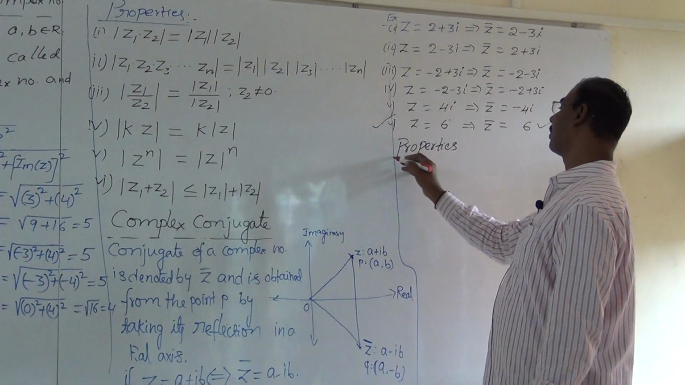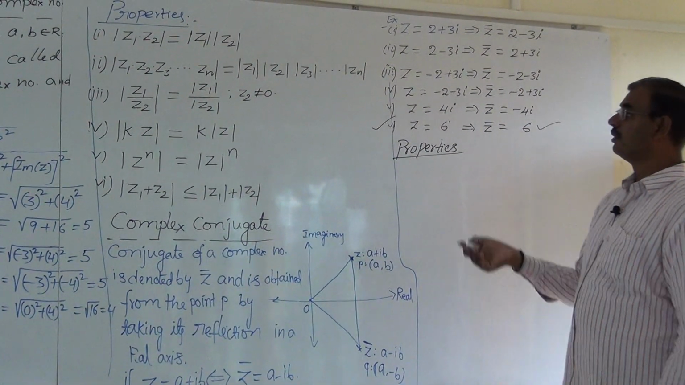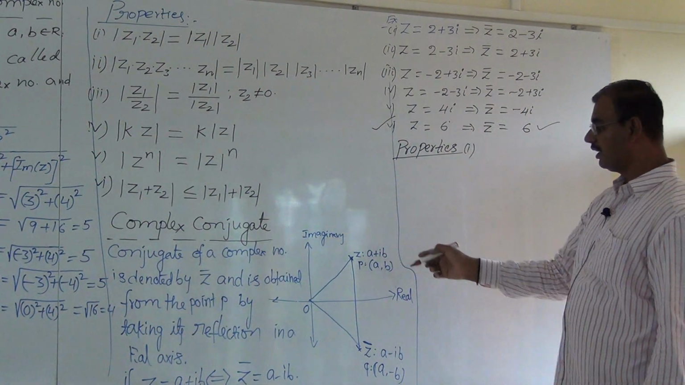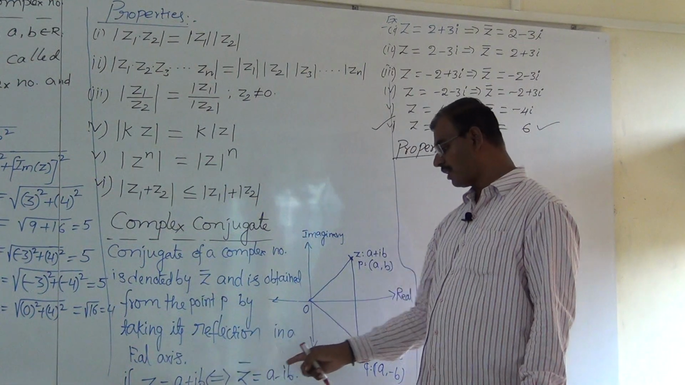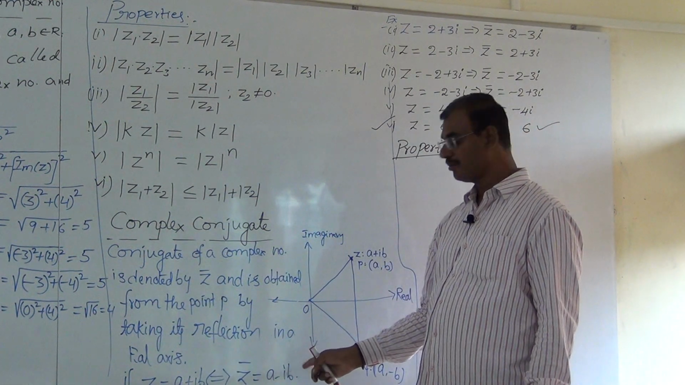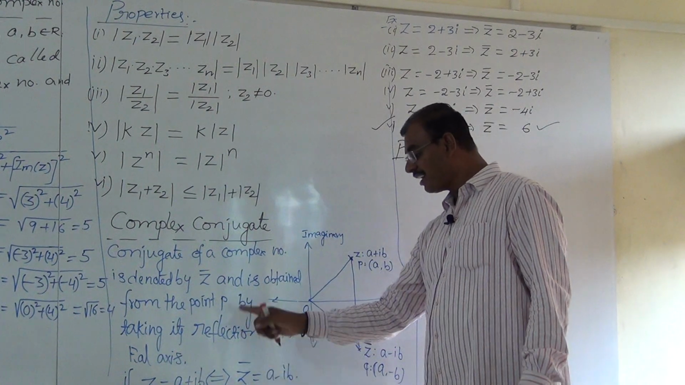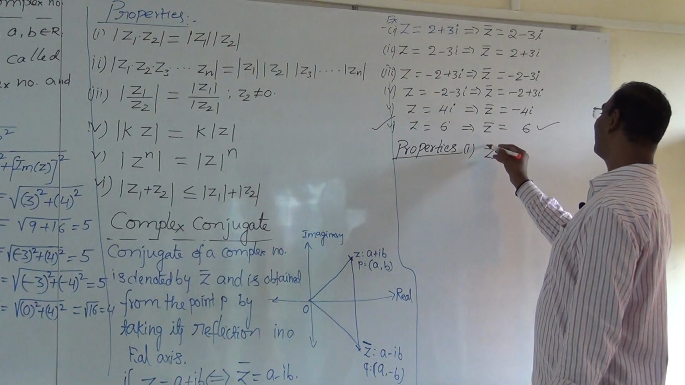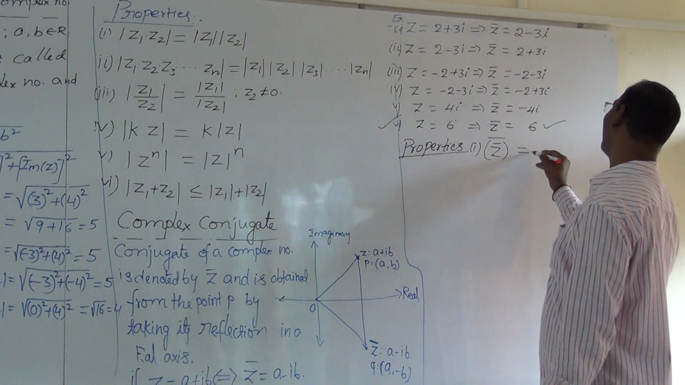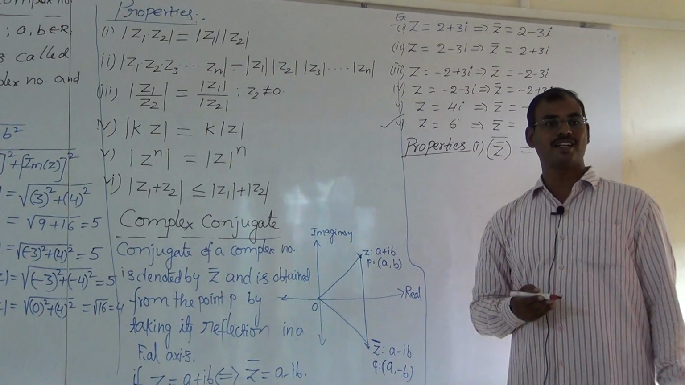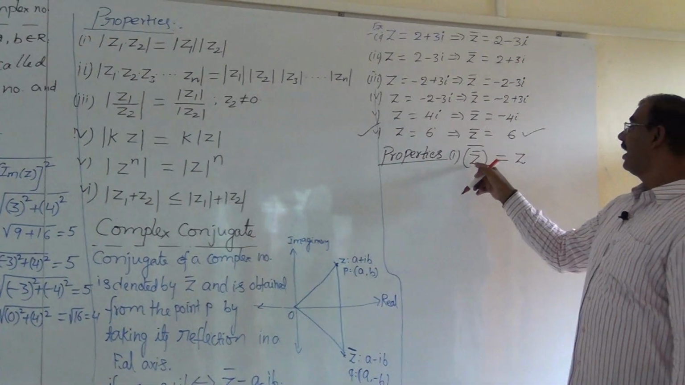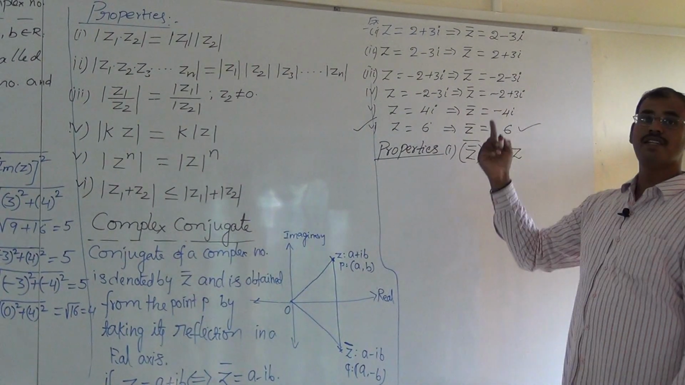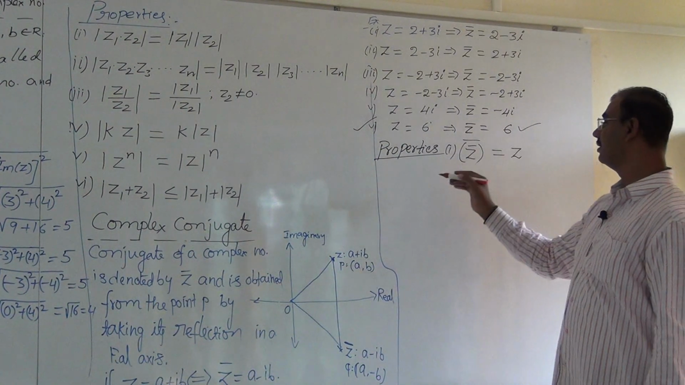How do we define the properties one by one? The very first property: if Z is equal to A plus iota B, Z bar is equal to A minus iota B. If I take the bar again, the conjugate again, what happens? The same number comes back. So Z bar, whole bar, is equal to Z. We studied in set theory that A dash, A complement, whole complement is equal to A. In the same way, Z bar, whole bar is equal to Z.